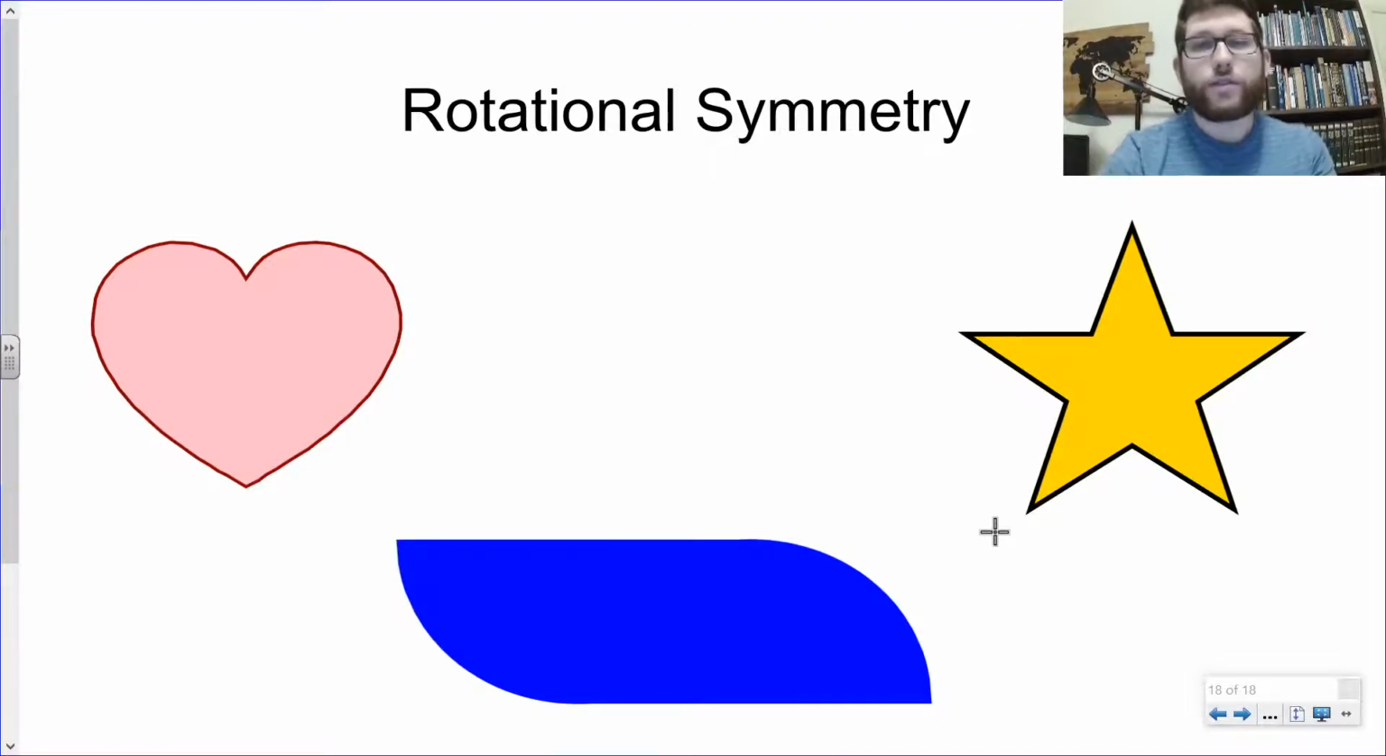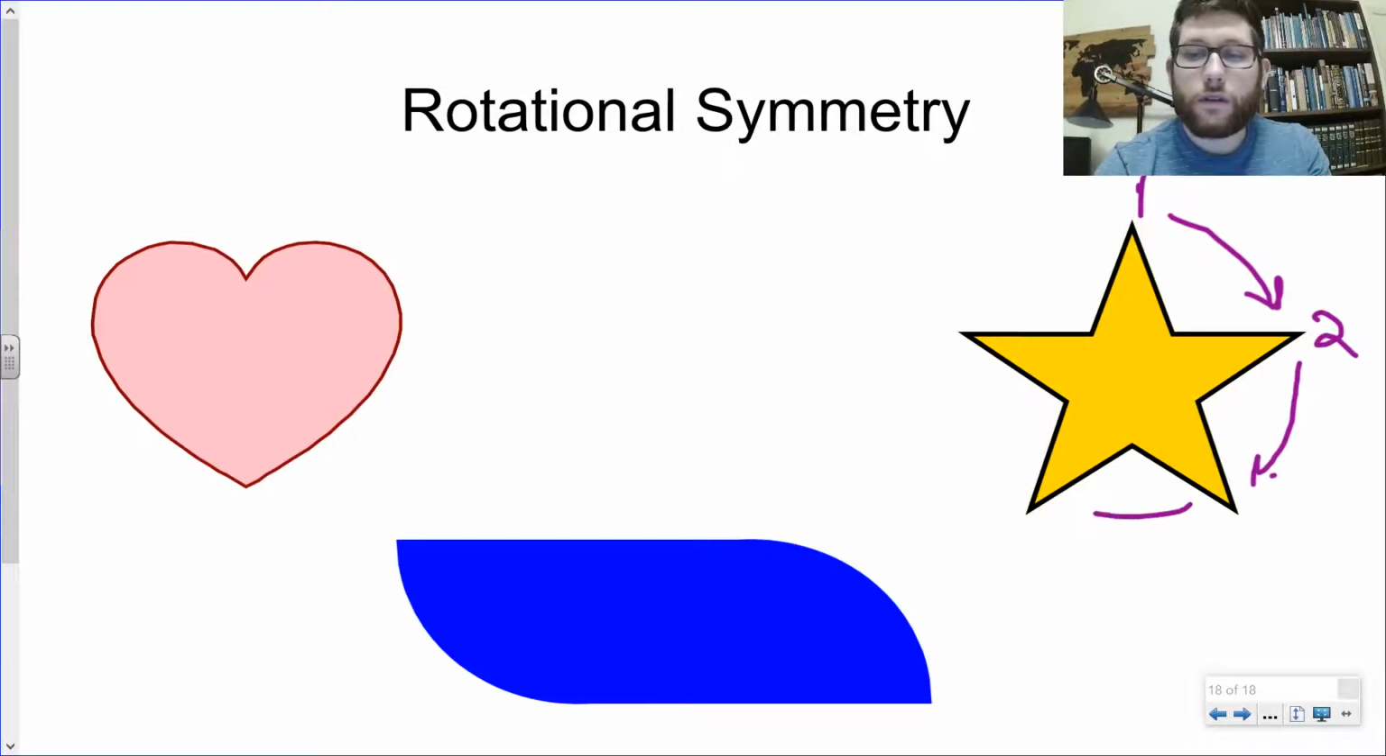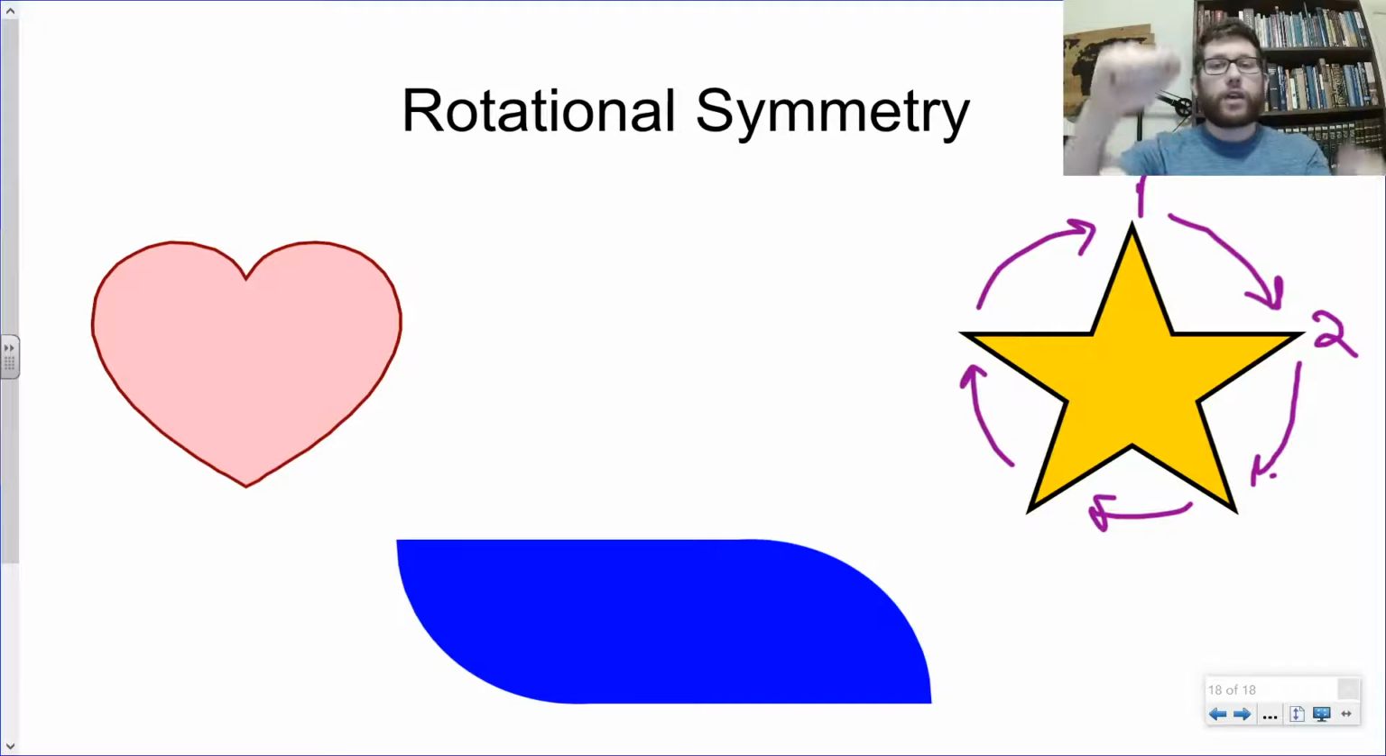Now, rotational symmetry means that I can take an image and I can rotate it, kind of like a steering wheel. I could rotate it and it would land on top of itself. So the star is probably the easiest one to see here. I could rotate the star from this point 1 to this point 2, and it would look the exact same if I just took it and rotated it. And in fact, I could rotate it 3 times, and I would end up there. Or I could rotate it 4 times, and actually I can go 5 times the whole way around my star, rotating my star. So it has rotational symmetry.